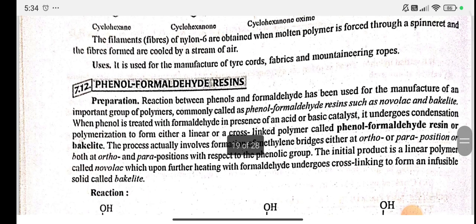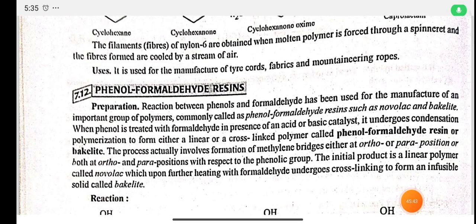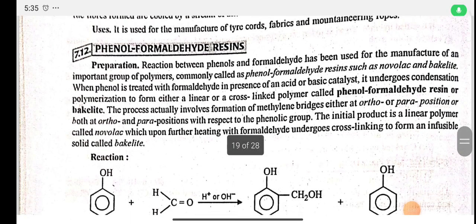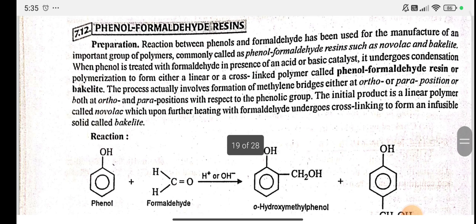Phenol formaldehyde resins. Preparation. The reaction between phenol and formaldehyde has been used for the manufacture of an important group of polymers commonly called phenol formaldehyde resins, such as Novolac and Bakelite. When phenol is treated with formaldehyde in the presence of an acid or a basic catalyst, it undergoes condensation polymerization to form either a linear or a cross-linked polymer called phenol formaldehyde resin or Bakelite.